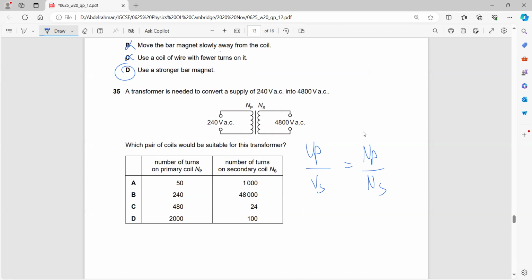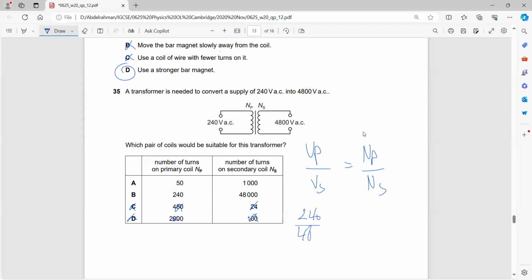So definitely the number of coils on the secondary has to be greater than the number of coils on the primary. So C and D would be wrong. Why? Because the secondary is less. This is wrong. What about A and B? Is it A or is it B? Very simply, you can just try each one out.